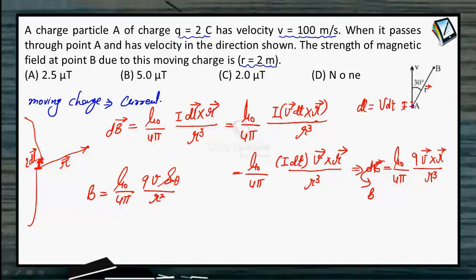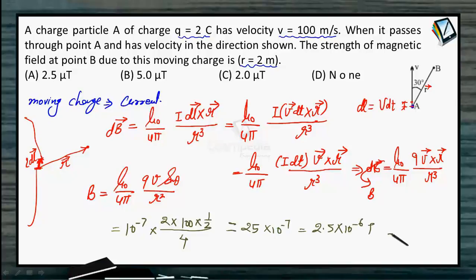Now we can substitute the values to calculate the magnetic field B. In place of mu naught upon 4 pi, it is 10 raised to the power minus 7, multiplied with the charge q, which is 2 coulomb, into velocity 100 meter per second, into sine theta, which is half since theta is 30, divided by r square, which is 4. So how much are you going to get? This is 25 into 10 raised to the power minus 7, so it becomes 2.5 into 10 raised to the power minus 6 Tesla. That means 2.5 micro Tesla. So option A will be the correct option for this question.